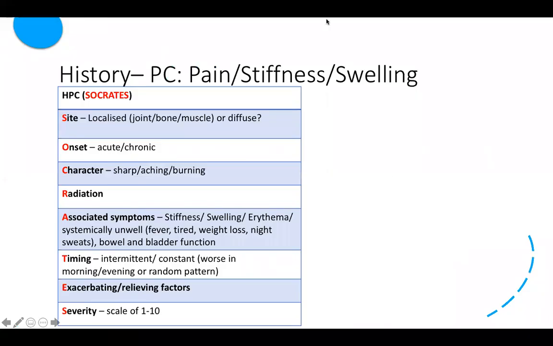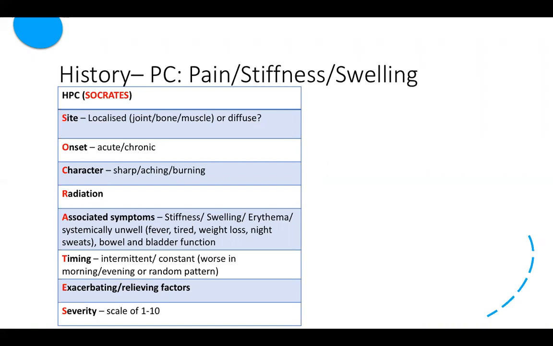So we start with the history. If someone's coming with pain, the first thing you do is you do SOCRATES. You start with the site. Is it localized? And if it's localized, is it in the joints? Is it the bone or a muscle? Or is it everywhere? Is it acute or chronic? Is the character sharp or aching? And is it burning? That's an important one to make note of, especially in this history, because if it's burning, you're thinking, is this some kind of a nerve pathology going on? And then if you want to prescribe them any analgesia, your standard opioids would not work.